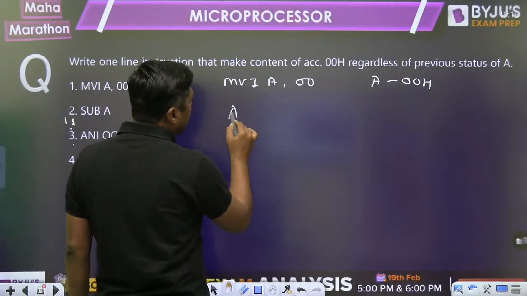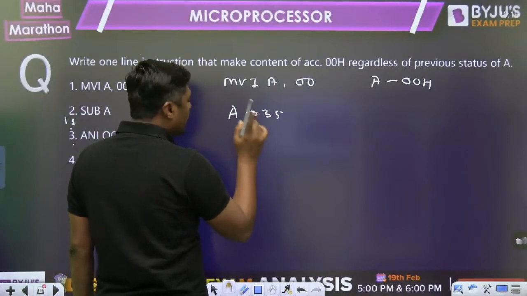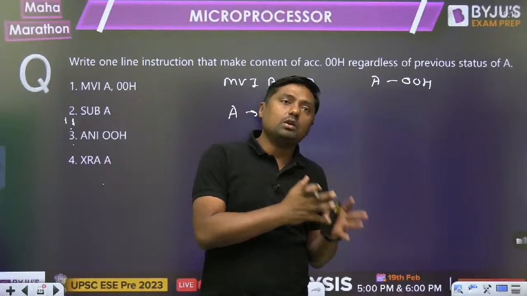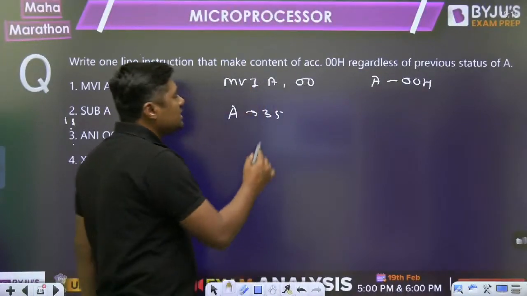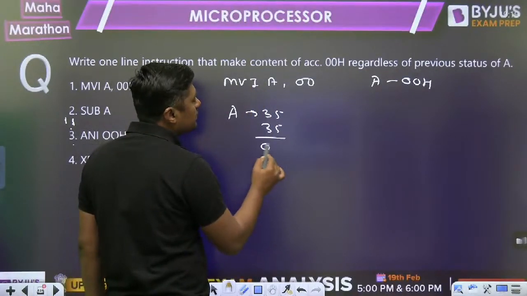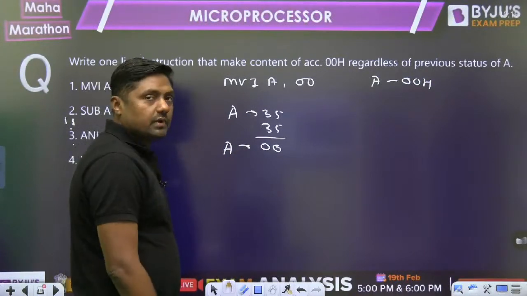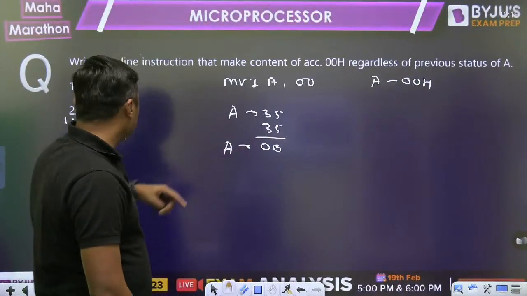For example, in A, 35H. When I am writing SUB A, it means the data of A will be subtracted with what? A. It will become 35 minus 35. What will be the content? 00H. And finally, the result will be stored in the accumulator. So this is the 00H. So subtract A with A again.